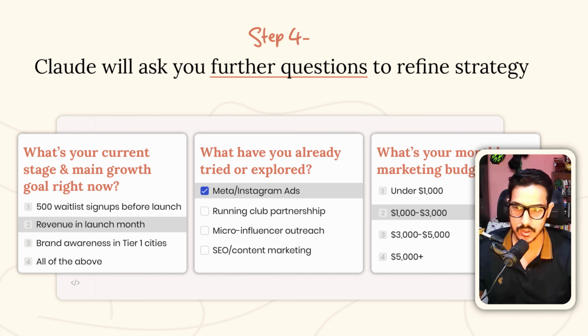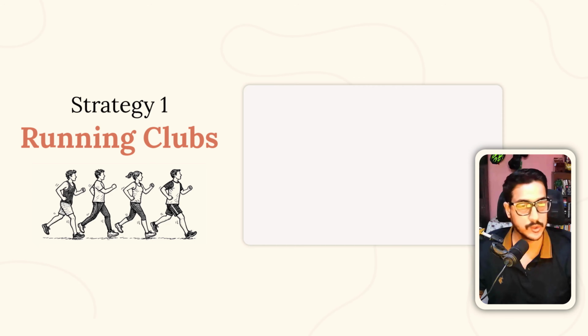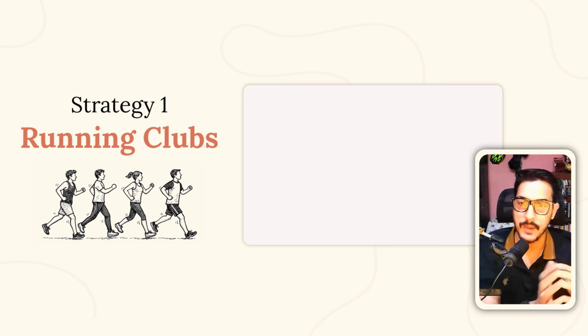So it asks me questions. What's your current stage? How far do you want to go? What have you already tried or explored? What's your monthly marketing budget? Strategy number one, running clubs. You might have seen this on social media. A lot of people are meeting in a running club and going on runs together.